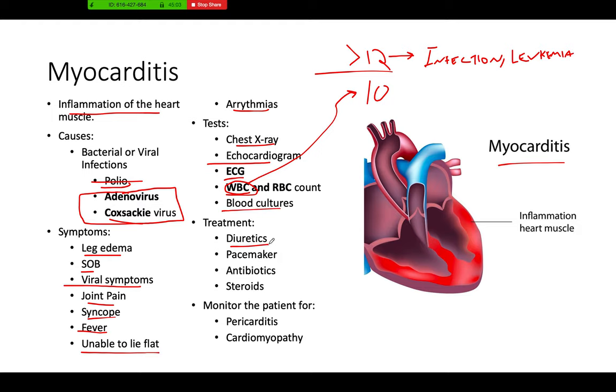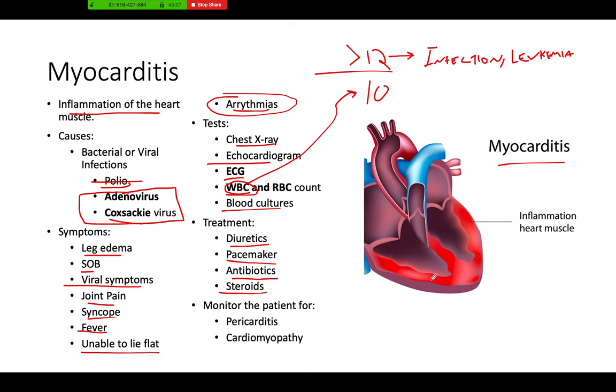Diuretics here to kind of diurese, get some of that extra fluid off. If our client is having arrhythmias, they may need a pacemaker. Antibiotics are helpful for bacteria, not viruses, right? And steroids, surprisingly, are very helpful for myocarditis because they decrease inflammation. Steroids universally decrease inflammation, and so that can be helpful there.